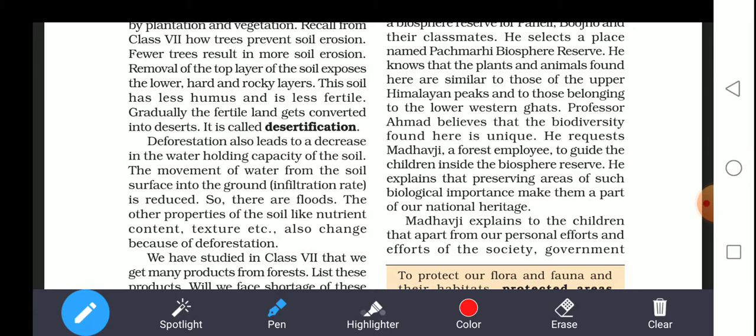Here, forest employees are there to guide the children inside the protected areas of such biological importance and make them a part of our national heritage. The government employees put their efforts to conserve all these biosphere reserves, like the Panchmarhi biosphere reserve, where the plants and animals are conserved.